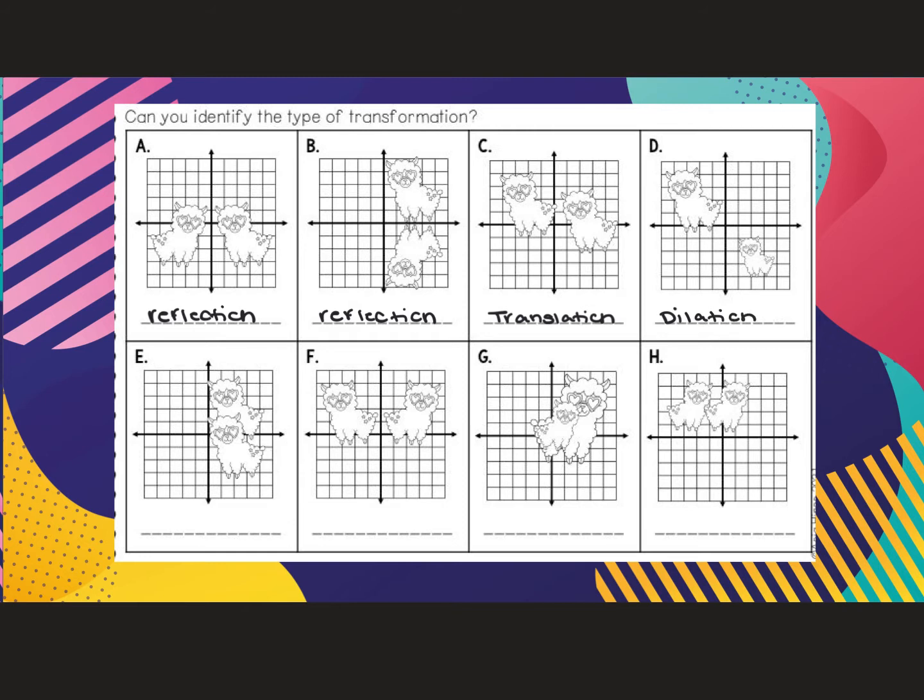All right, so now I want you to pause the video and look at E, F, G, and H, and I want you to determine the transformation. All right, so looking at E, again, we can see that it is just a shift or a slide, so this is a translation. For F, we can definitely see this is a reflection. Mirror images. For G, a dilation because we resize the image. And then for H, a translation as well.